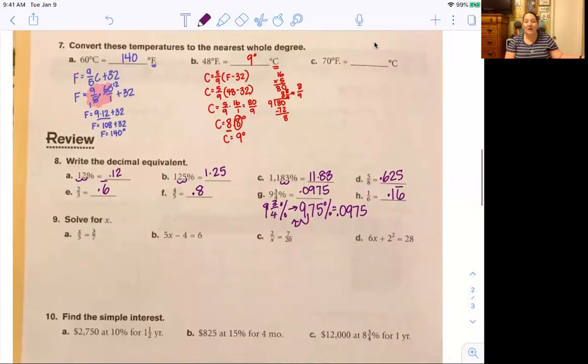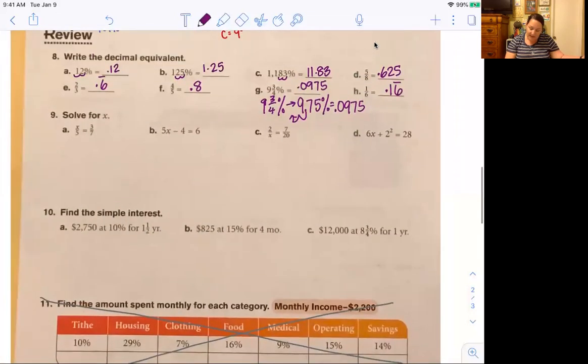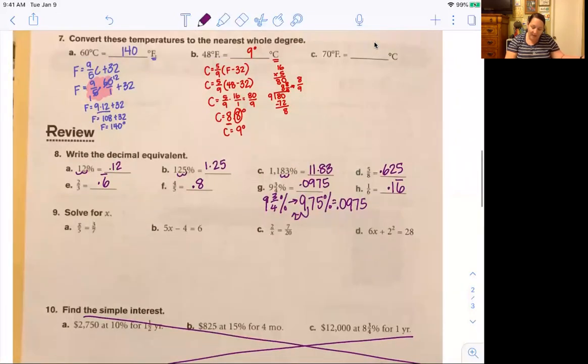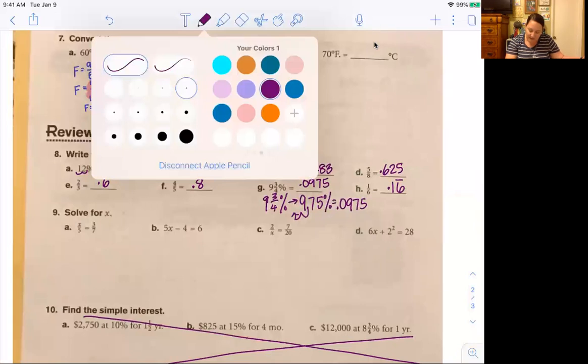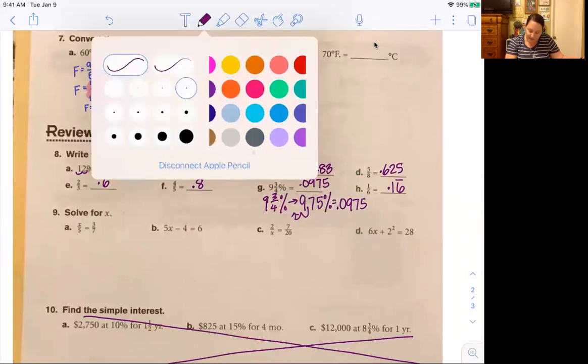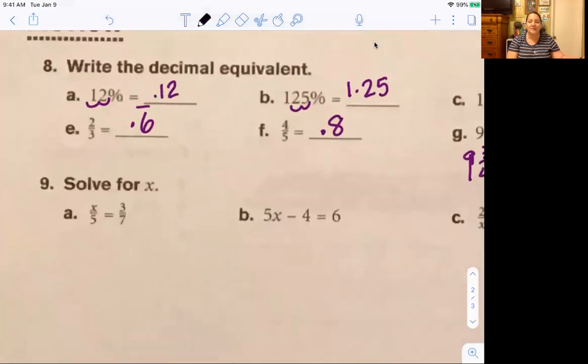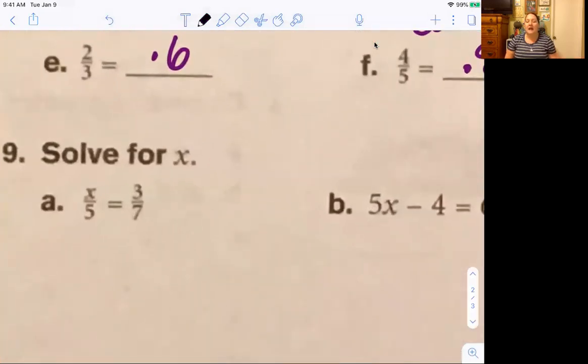Okay. We are going to do one more section together, and then you guys will get your assignment. Some of you already saw it, but that's okay. We're going to do our assignment. Let's look at 9. Solve for x. I have a. X over 5 equals 3/7.